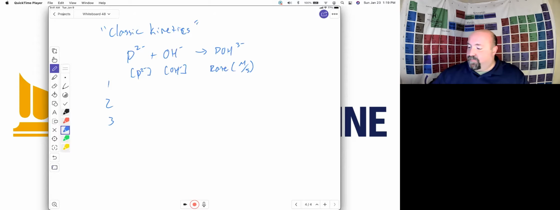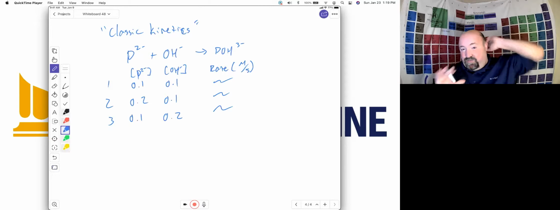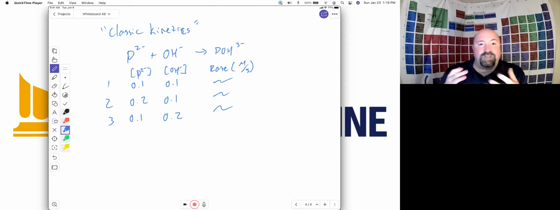And so what you might do with something like this is set up your first trial with 0.1 molar for each, and find the rate, whatever that rate happened to be. You would find a way to measure that change in molarity over time. And then you would change one of those and keep the other the same, find the rate. Then maybe a third trial where you change the other and keep the first the same and find the rate. And in this way, you would be able to take a look and see.